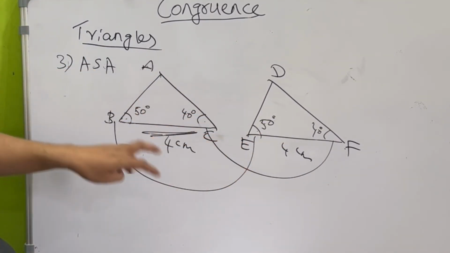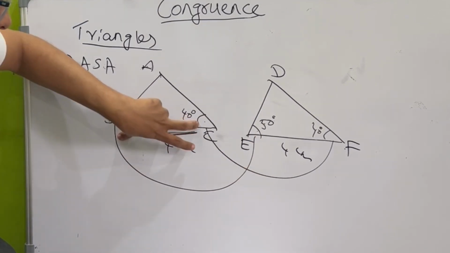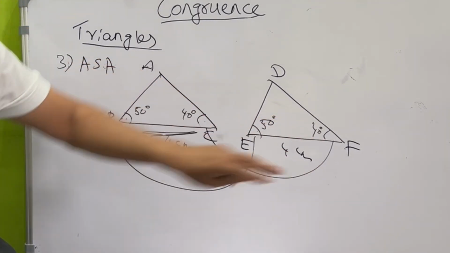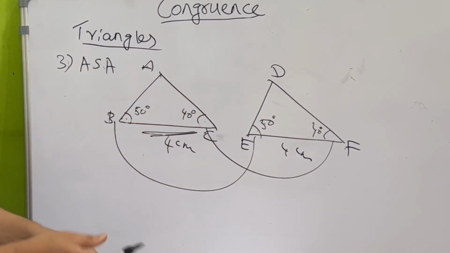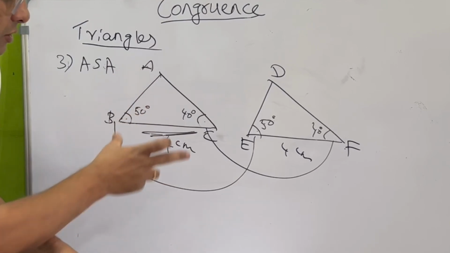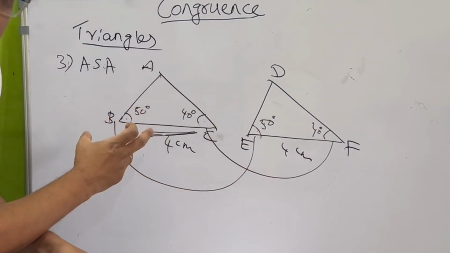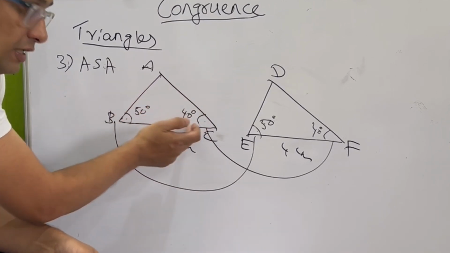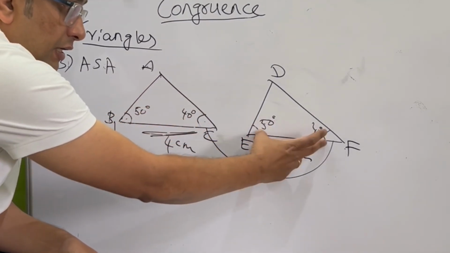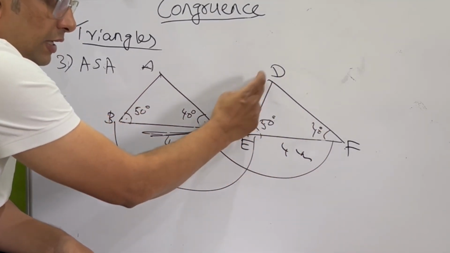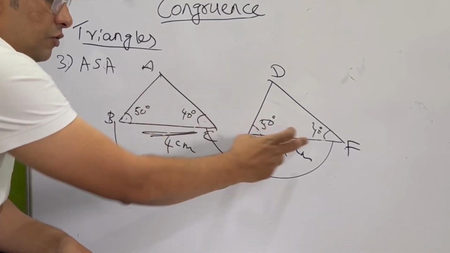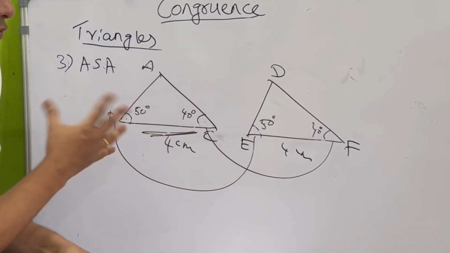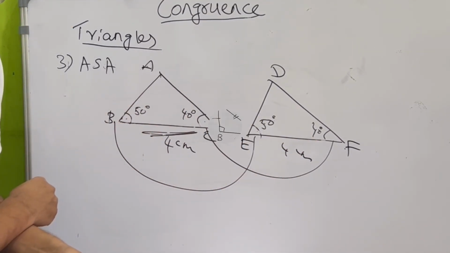There might be cases where the angles are equal but the distance may vary. In those cases it is not congruent. It has to satisfy all the conditions. Both the angles should be equal and the included line within that angle. Within that angle, this is the included line, not this line or this line. If these two are equal, then we can say both are congruent.